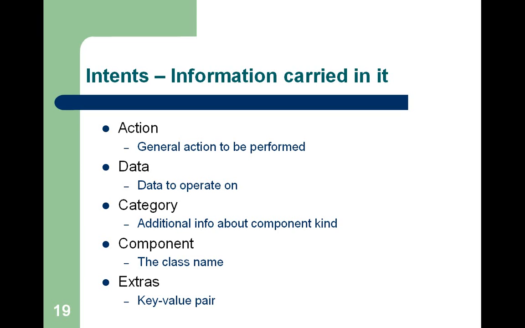So if you specify the component name, Android system does not need to check intent filter, like which activity has to be launched. It can directly invoke the component which is explicitly specified. If we don't specify this component explicitly, Android system is going to decide based on action, data and category which component should be launched. Then we can also bundle some extra information in the form of key value pair along with an intent.